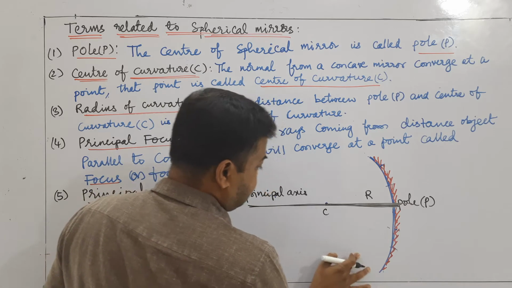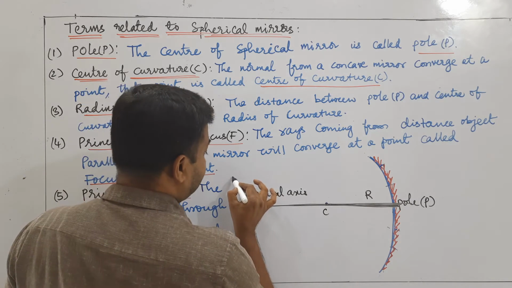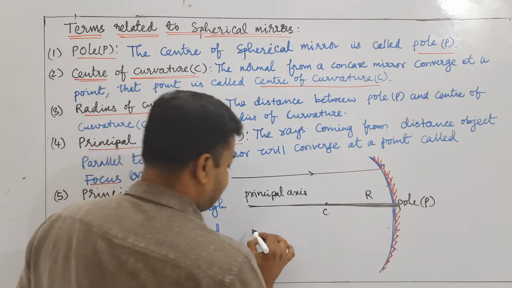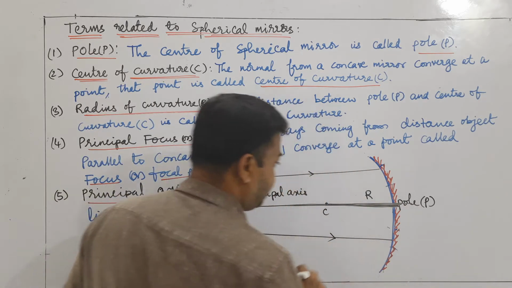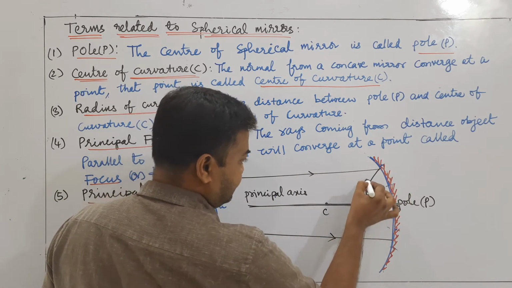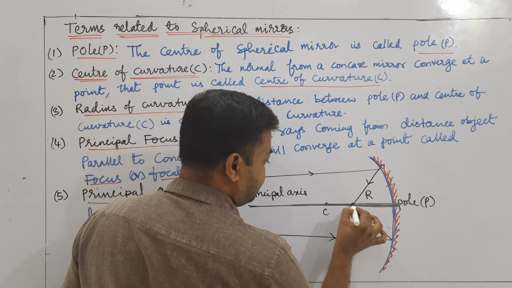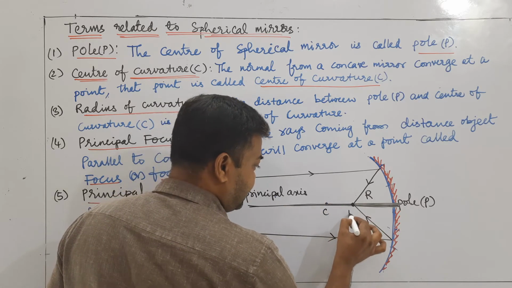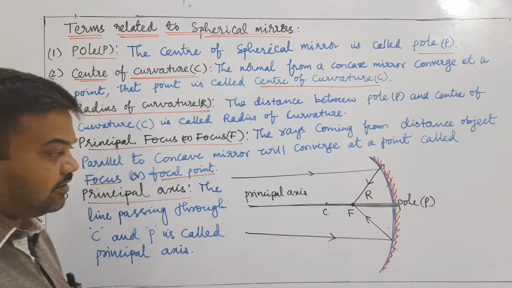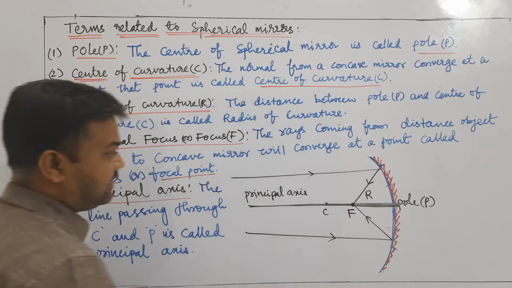When the object is at a long distance, infinite distance, how are the rays coming? The rays must be parallel to the principal axis. All the rays are parallel to the principal axis. After reflection, they converge at one point, like this. This converging point we are calling the principal focus or focal point, or focus, and that can be represented with the capital letter F.